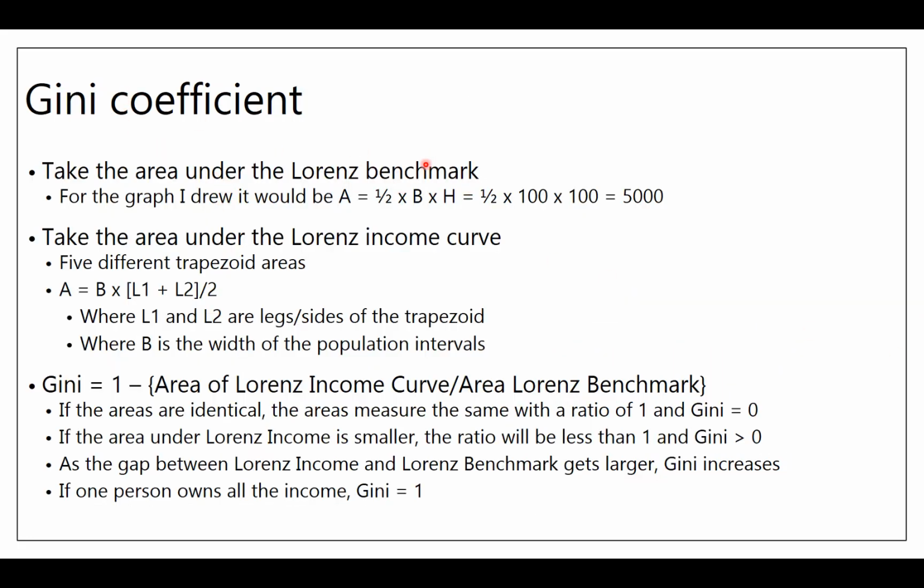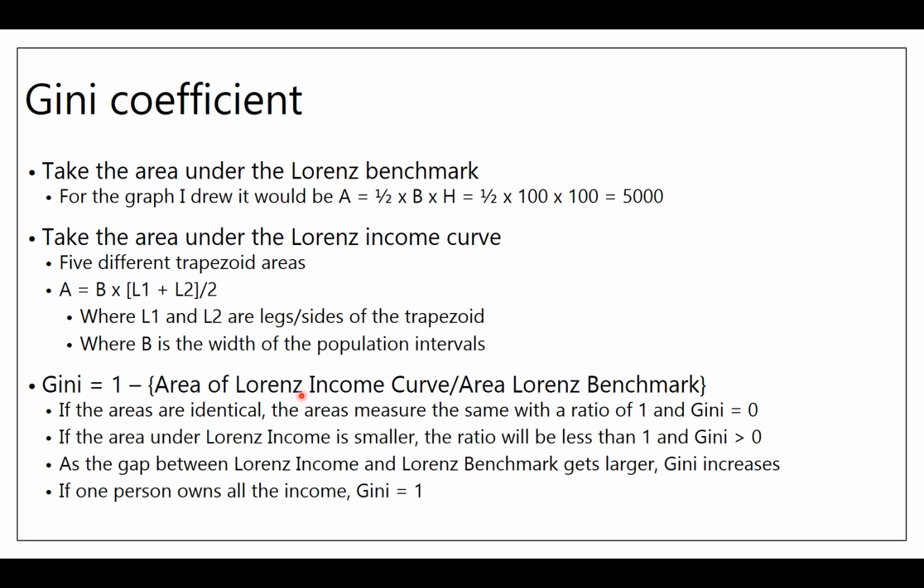Okay, so step 1, get the area under the Lorenz benchmark. If the endpoints are 100, it's going to be 5,000. If you draw it between 0 and 1, then this will be a half. So this value here is not that important. The area under the Lorenz curve, and these L1 and L2 that I'm calling the legs, those are the heights of the trapezoid on the cumulative distribution. And then B is the width of those population intervals. Those could be fixed, like in the example we just had, or they could be some other value, like the example I'll take you through.